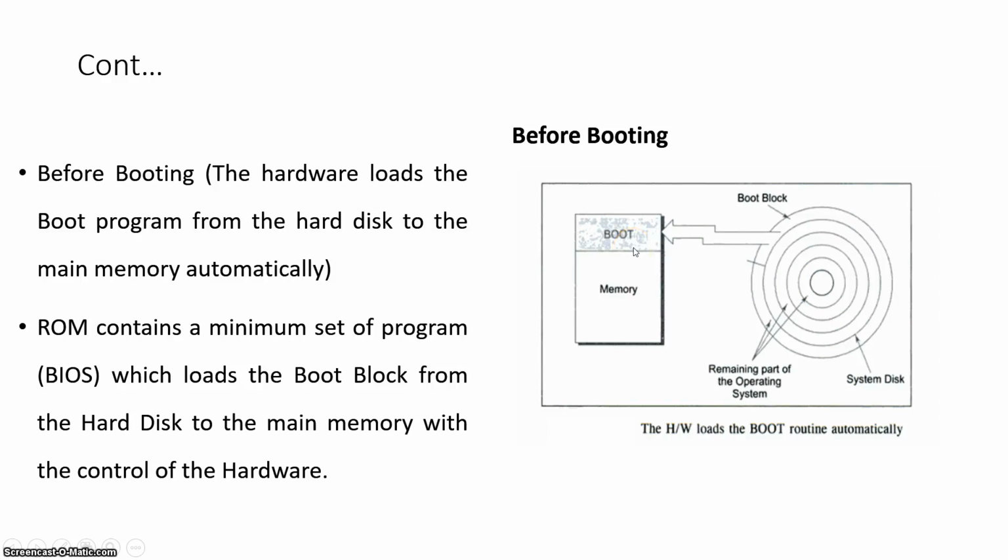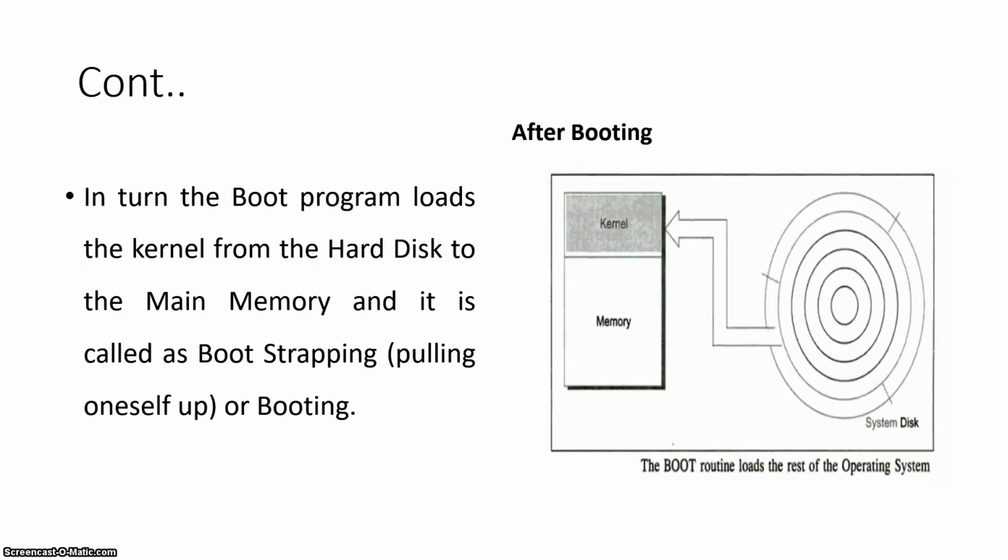The first step, it will be loading from your ROM with the help of the BIOS setting. It loads the boot program from your hard disk to the main memory with the control of the hardware. Next, what this boot program will be doing is searching for the kernel from the hard disk. It will be loading the kernel from the hard disk to the main memory. So it is called bootstrapping.